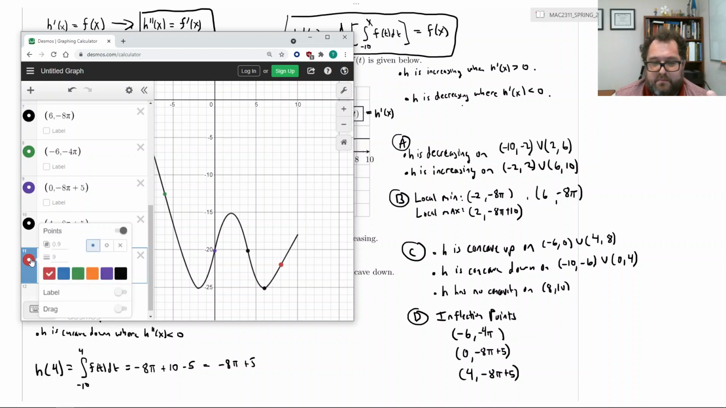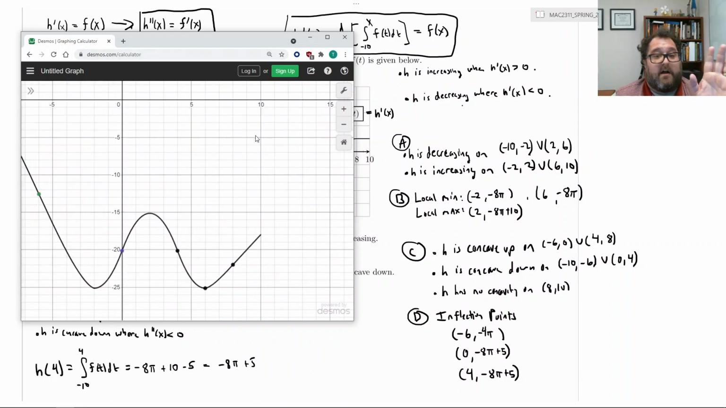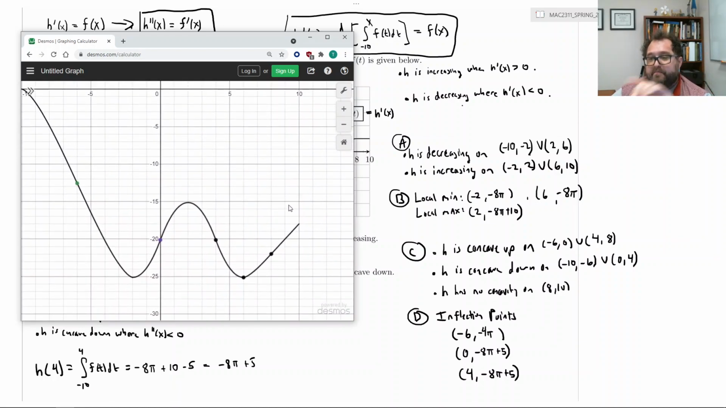Now that's not an inflection point. That's where it changes from concave up to no concavity. So I just wanted to add that in there. So we said it's concave up from 4 to 8. And yeah, you can tell it's like an opening upward section of a parabola, so concave up. But then notice what happens at 8. We said from 8 to 10 there's no concavity. So from 8 till the end of the graph, no concavity.